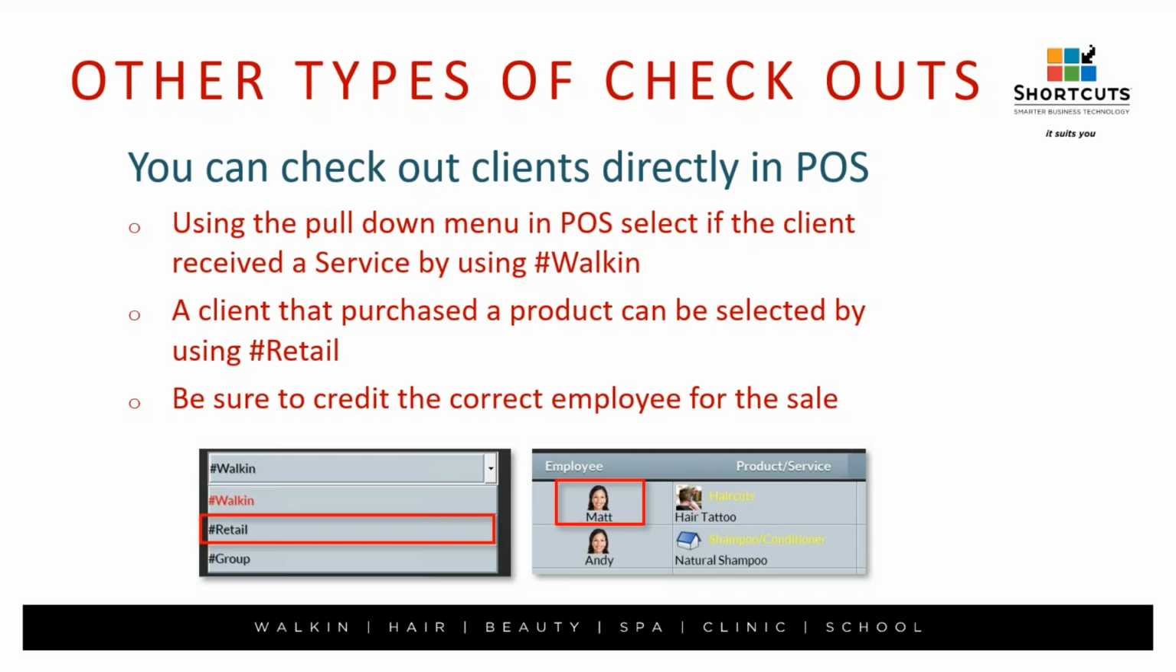The same rule applies for retail. If you have a random customer that walks in and they just want to buy a bottle of conditioner, you can go directly to point of sale, go to the pull down menu, and choose hashtag retail. And you can give the staff member credit for that, or if no staff member recommended any product, the customer knew exactly what they wanted, you can give credit to the business instead of the employee that is checking them out.